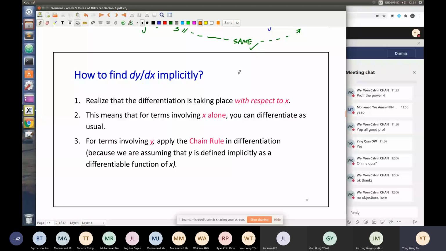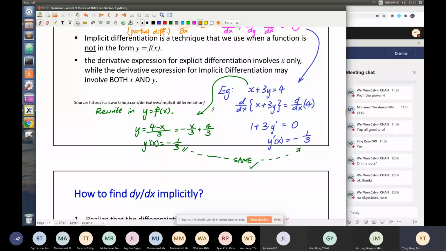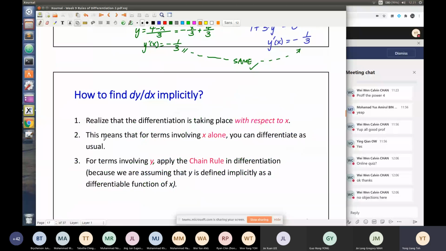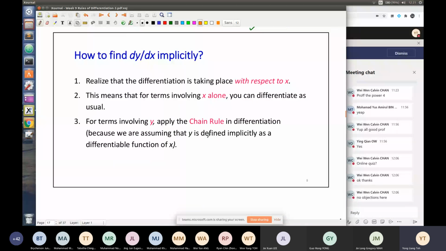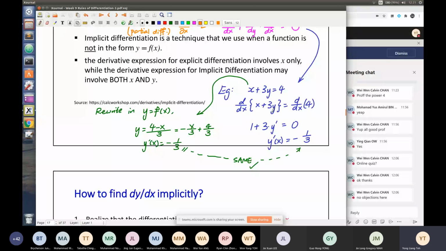So realize that the differentiation is with respect to x, as you can see here. Then for terms involving x alone, differentiate as usual, just like what we did here. Differentiate x, just get 1, no big deal. Therefore, when terms involve y, you need to apply the chain rule. How to apply the chain rule? Differentiate with respect to y first, multiply by y prime. Every time you see a y term, differentiate as per normal with respect to y, just throw a y prime at the side. Okay, so that defines implicit differentiation already.